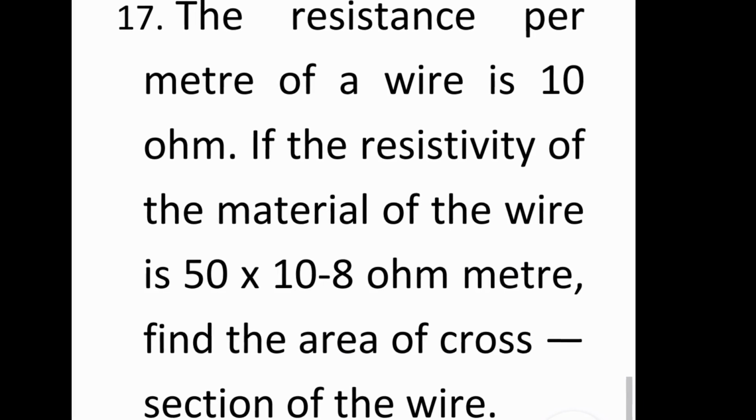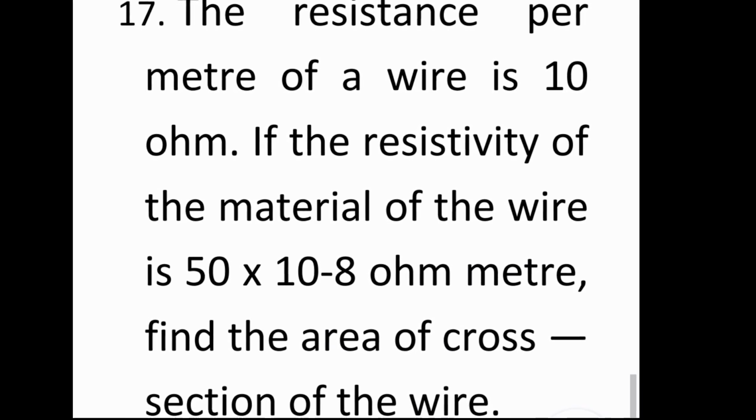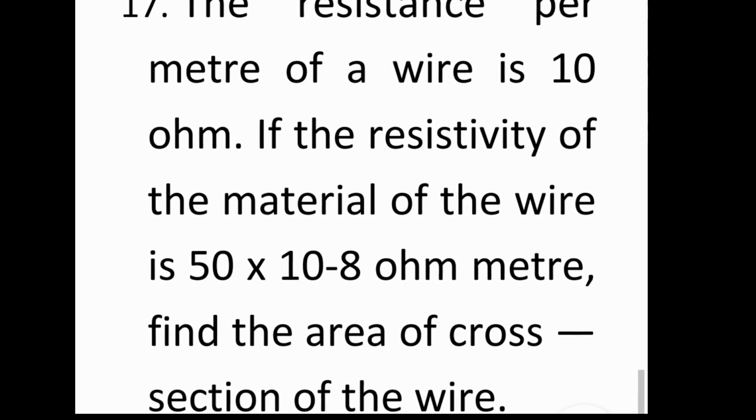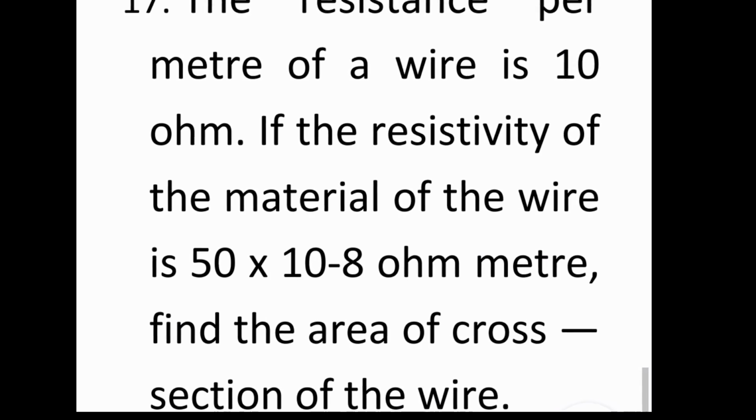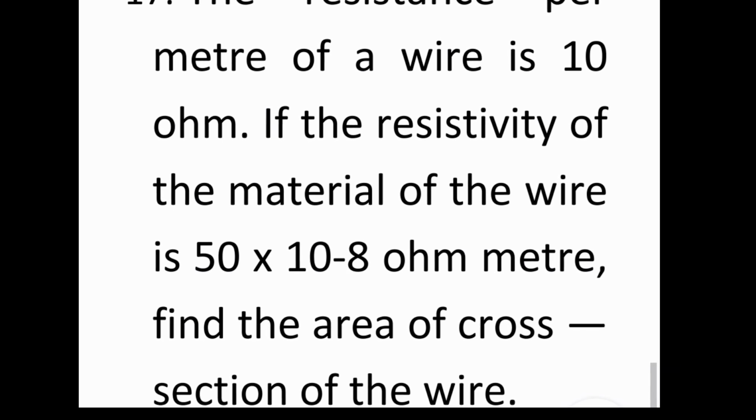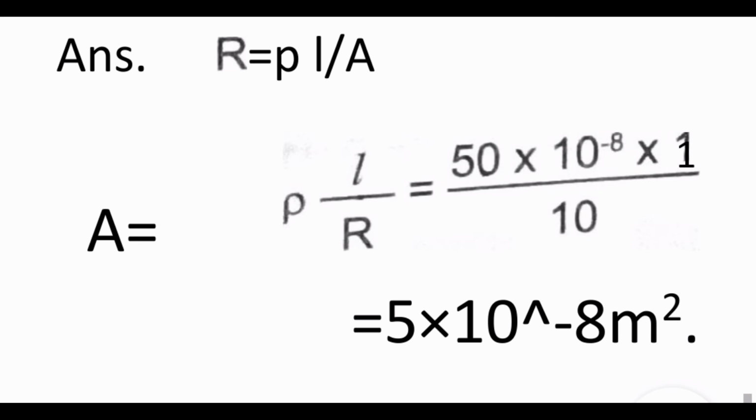Now we can move to the last question. The question was asked in the year 2015, and the question is, the resistance per meter of a wire is 10 ohm. If the resistivity of the material of the wire is 50 into 10 raised to minus 8 ohm meter, find the area of cross section of the wire. Okay, here what are the given quantities? Yes, the resistance per meter of a wire is given as 10 ohm. Right, what else is given? It is the resistivity of the material, that is 50 into 10 raised to minus 8 ohm meter. Right, but we have to calculate the area of cross section of the wire.